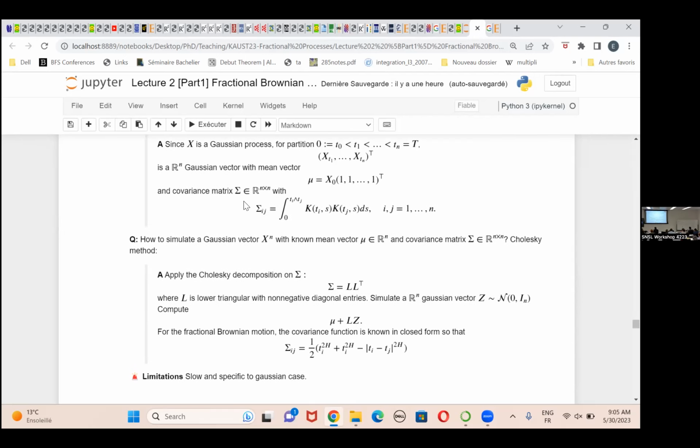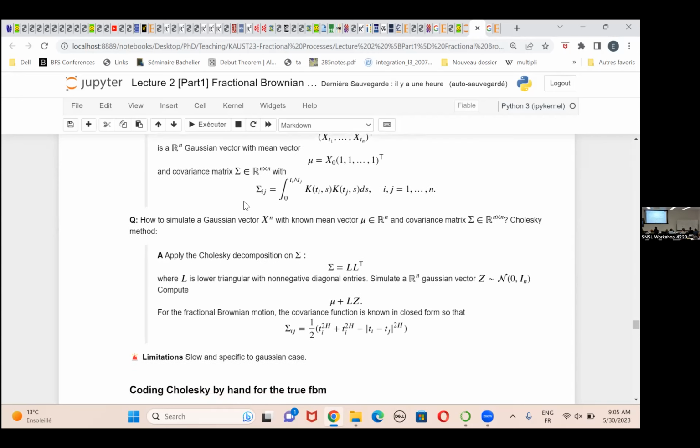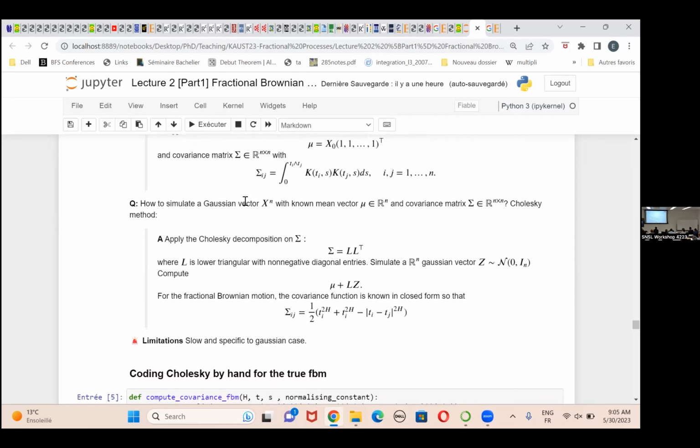Okay, and for the fractional Brownian motion, you already have an expression for the covariance function. So you can simulate fractional Brownian motion. Of course, the limitation of this is that it's usually slow, depending on how fine you want your grid to be, right? With small step size, the matrix becomes larger and larger. Again, for Cholesky, this might slow things down a lot.